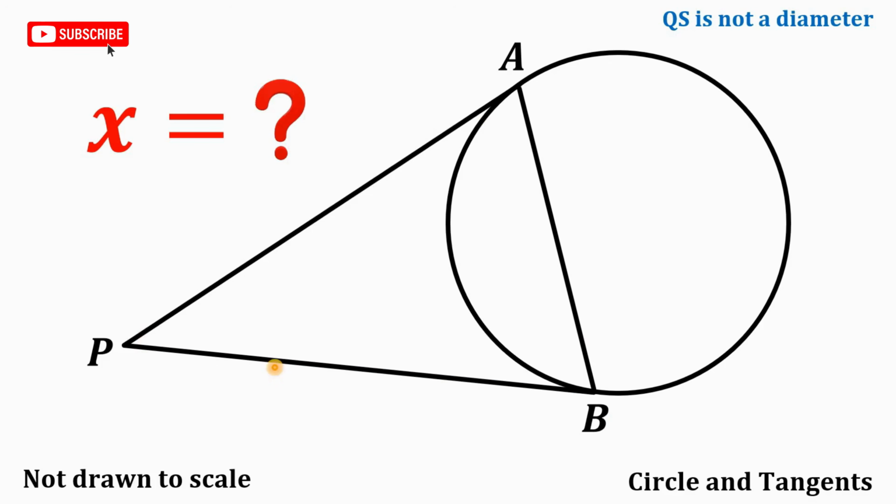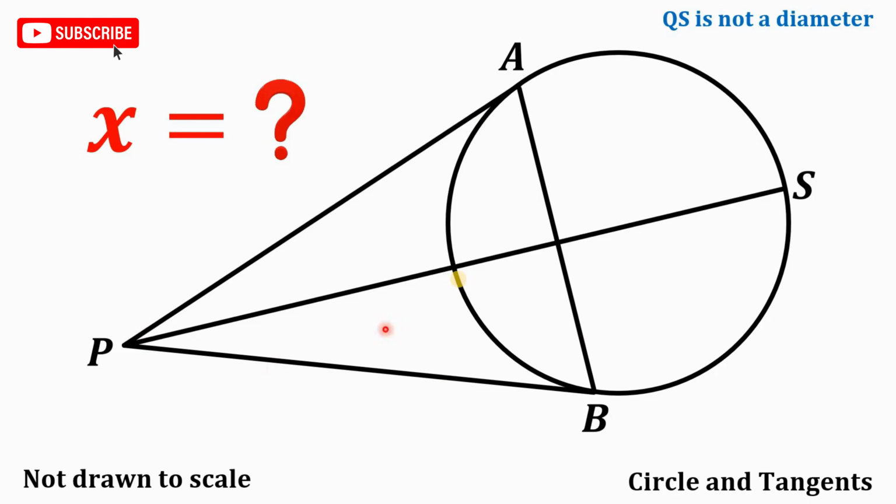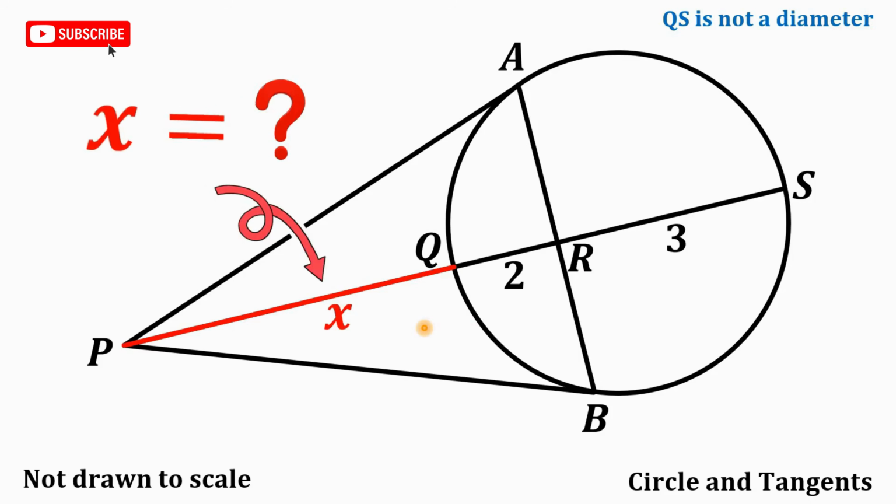And then let's draw secant PS. Now let's call this point as point Q and this point as point R. Now QR is given, which is 2 units, and RS is 3 units. Now the goal in this question is to find the length of this segment PQ, and let's represent this as X. Now the question is, what is the value of this segment X?